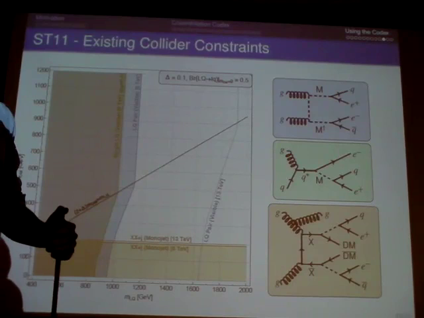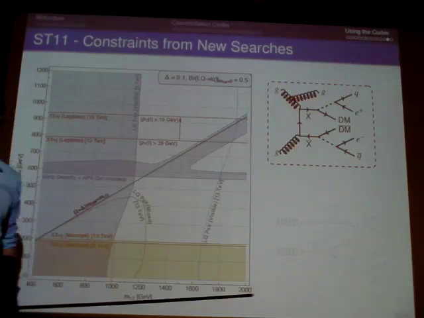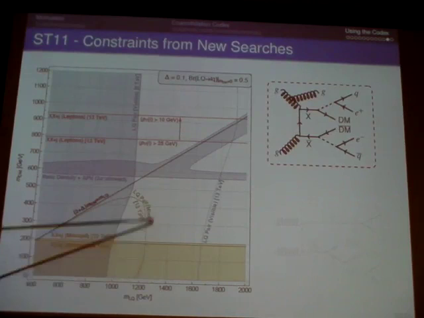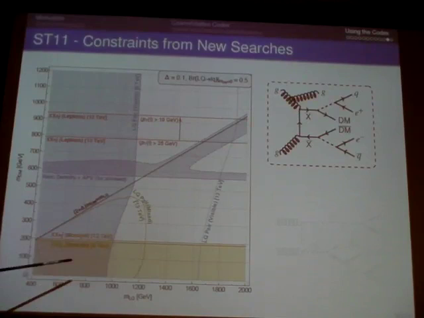So now we can look at these two new searches that we highlighted. One is where we pair produce X, but there's a soft lepton, and we cut on this soft lepton to get rid of some of the standard model background. And we can see that when we do that, this orange region jumps right up to this red line. And here, this is what you get for two different choices of the PT cut on the electron, either greater than 25 GeV or greater than 10 GeV. So you've got a huge improvement in the coverage of the parameter space for this search.